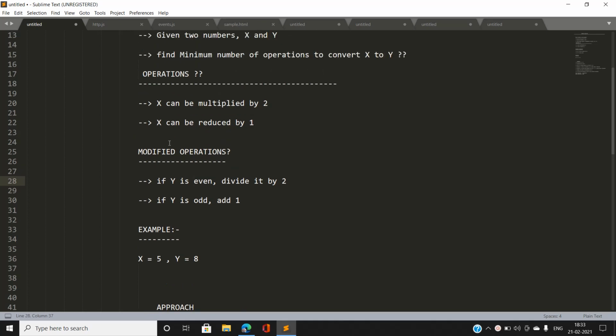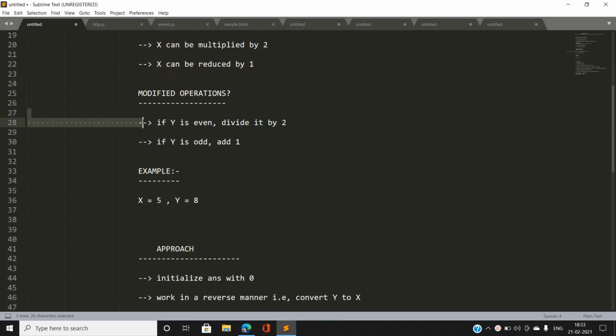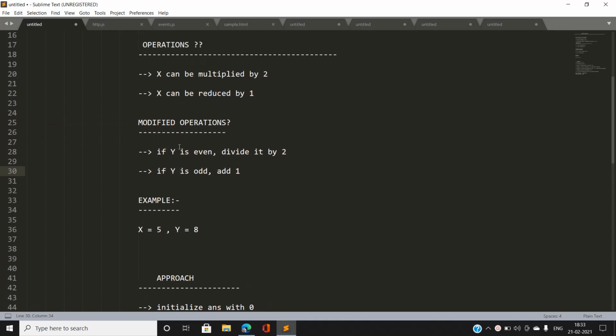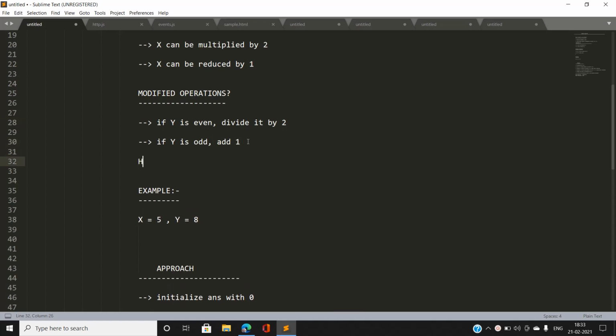So how can we modify these two above operations such that it will be equivalent to these two operations as well? Our modified operations will be, if y is going to be even, I am going to divide it by 2, and if y is going to be odd, I am going to add 1 to it. Note that here I am converting y to x, so don't get confused.